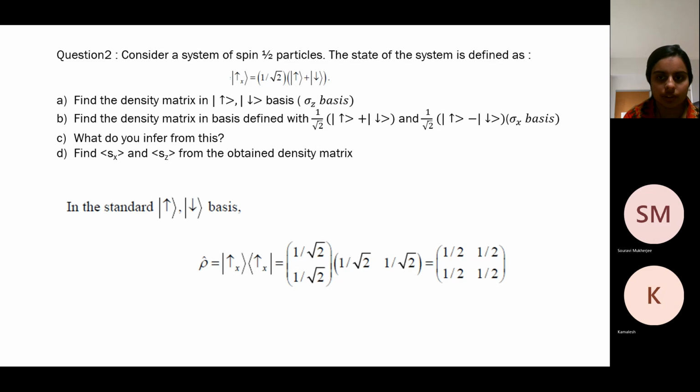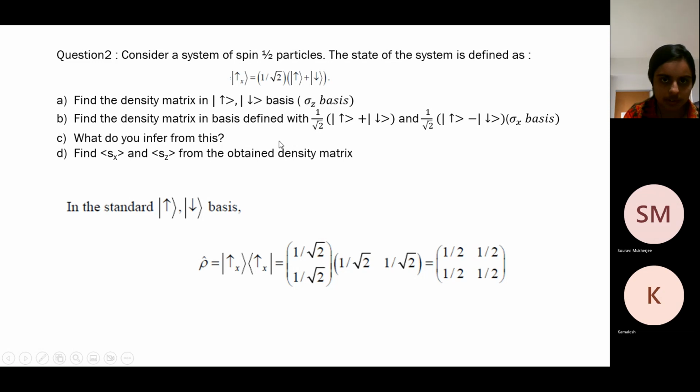Right. So now, if this is your density matrix, whenever you are doing it, you are actually doing it in this up and down spin basis, right? Because when you are defining the state, you are defining it in terms of these basis vectors. So this is the sigma z basis. This is how we are defining it.